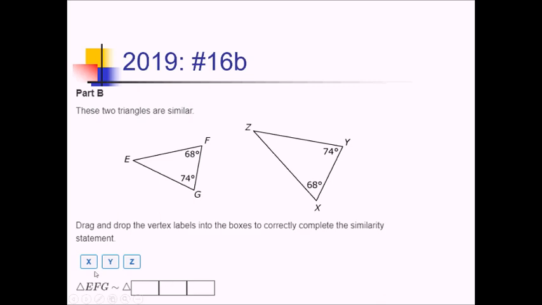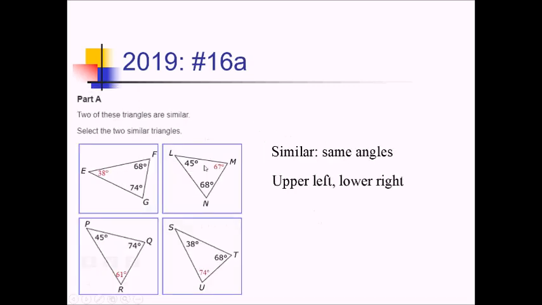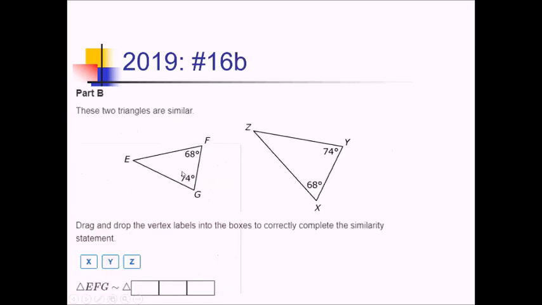So first angle on the first part of the statement was angle E. That's this angle here. That's the mystery angle. We've already accounted for 68 and 74 degrees in the second triangle here. So the mystery angle, which if you look back on the last part of the problem was 38. So 38 degrees here, 38 degrees here. Angles E and Z are corresponding angles. So we're going to write Z as our first angle.